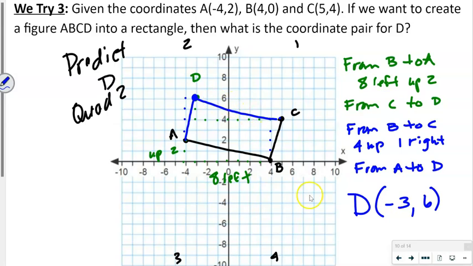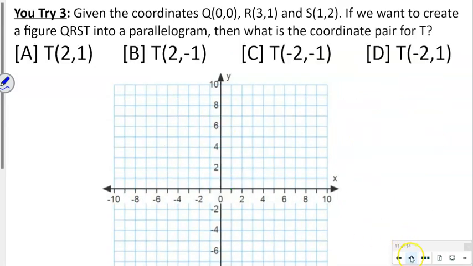Okay. All right, I want you guys to do the next one. Come back to me when you're done. So on this one, we got 0, 0 at Q. And then we got R at 3, 1. And then we got S at 1, 2. So Q to R, R to S.